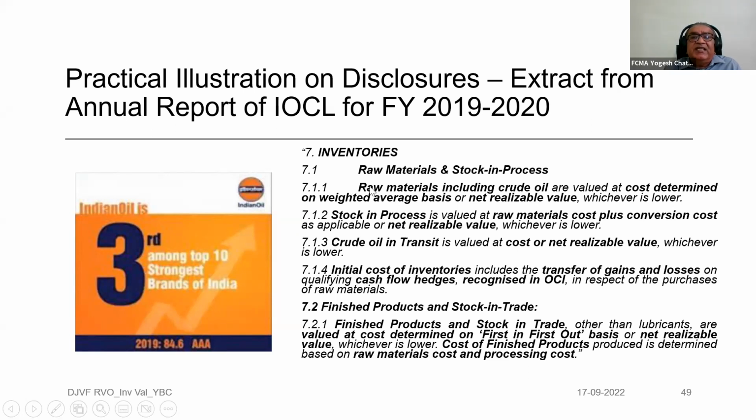So as we can see, this raw material and stock in process includes the crude oil, as I informed you just now. So raw material, including crude oil, is valued at cost determined on weightage average basis or net realizable value, whichever is lower. A stock in process is valued at raw material cost plus conversion cost.